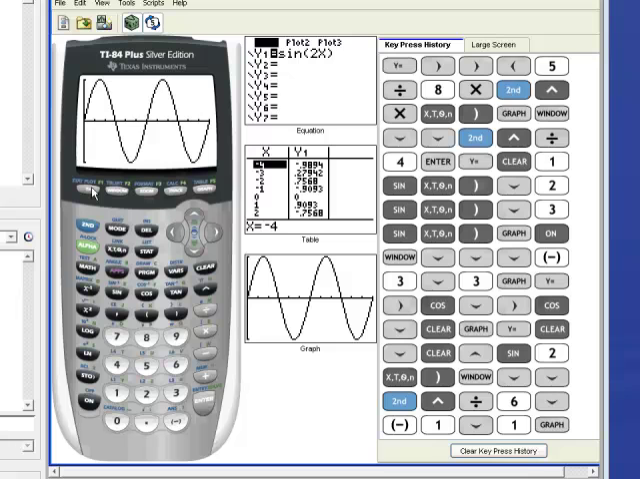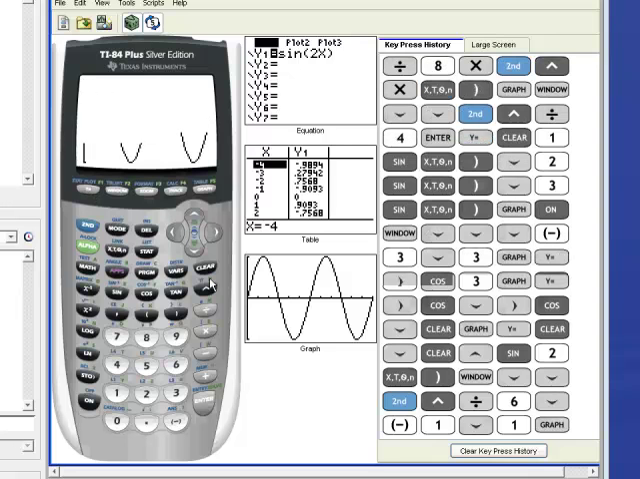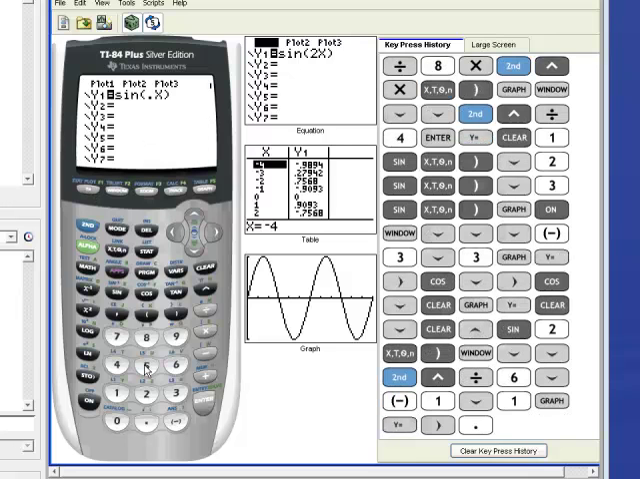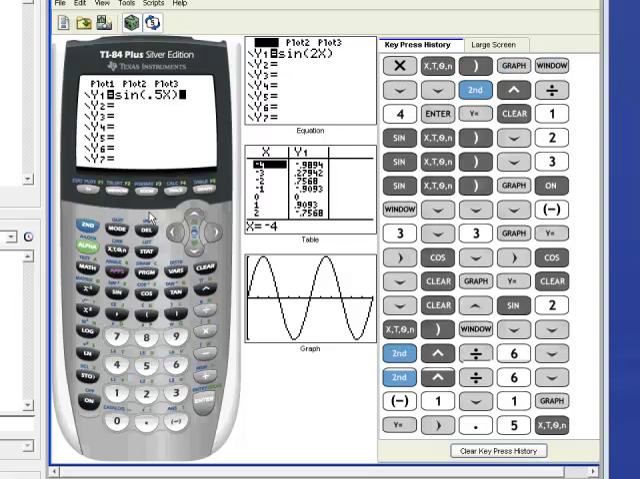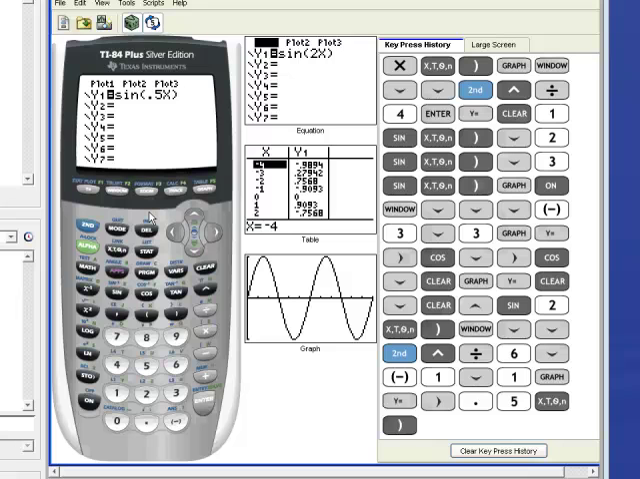Okay, the next one is going to be sine 1/2 x, so 0.5x. Because of the 0.5, we're stretching the graph, and we come up with a period of 4 pi, and so of course only half of that sine curve is going to fit in here. And there it is, just the first half of it.